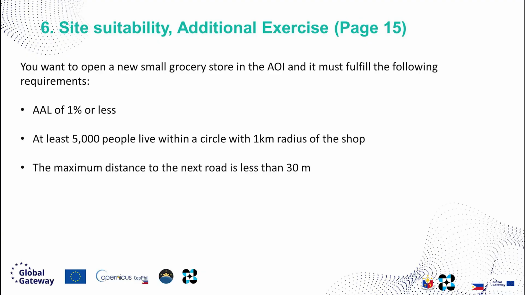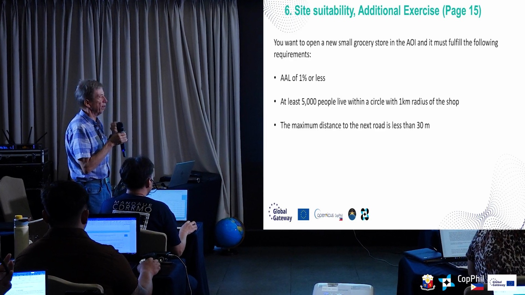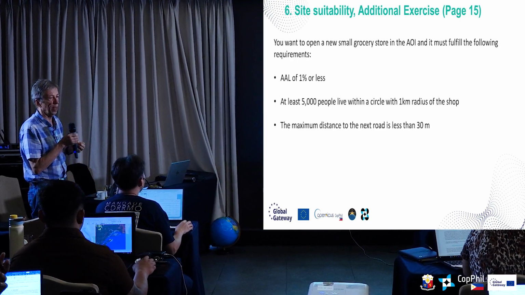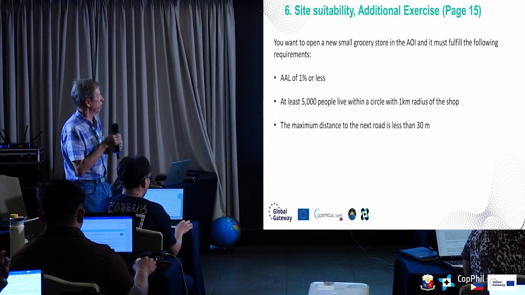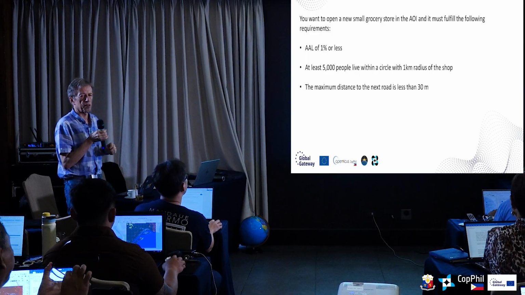Now we will use the different values we have to select a certain place. And we can filter by the criteria we are setting. Here, as an example, I say we would like to know in our area of interest where are places with average annual losses of 1% or less. At least 5,000 people live around there because we want to have a shop and we want to have many people around. And the maximum distance to the next road should be 30 meters.